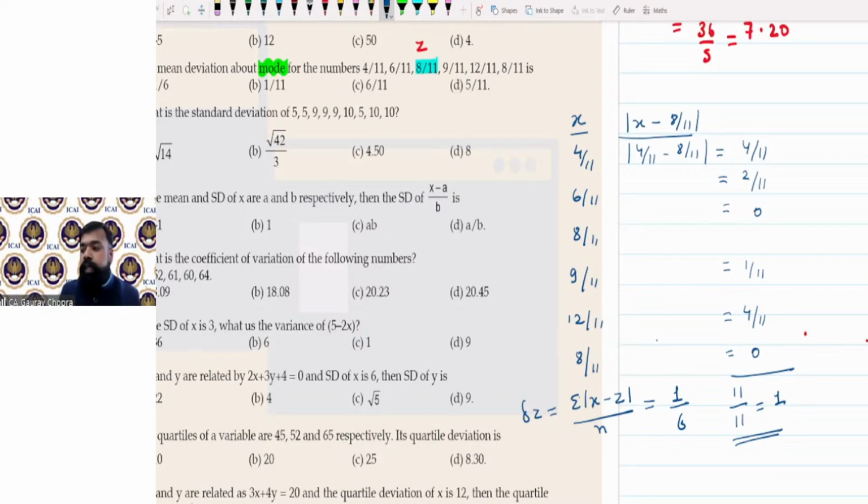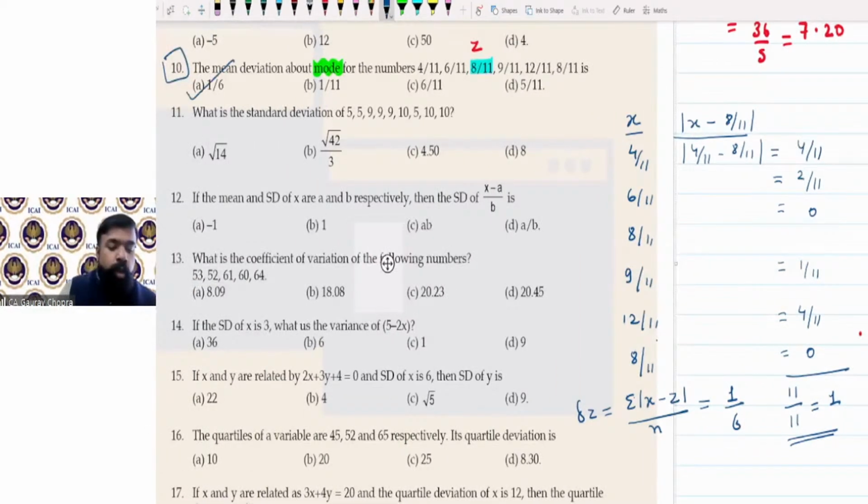Option number A. Dimple has also given the answer: option number A, 1 upon 6. So in this way, you can easily calculate mean deviation about mode.